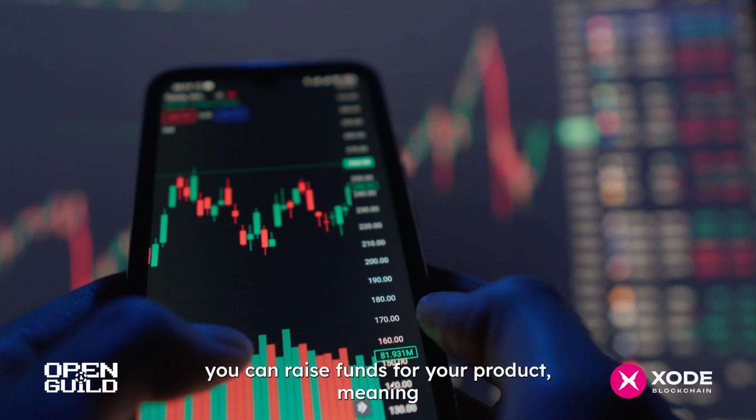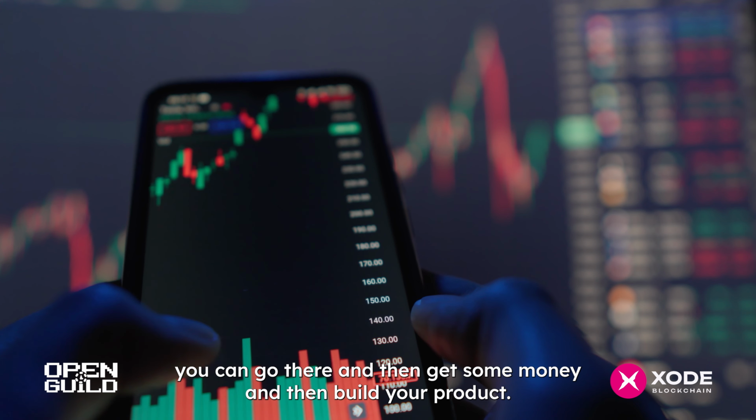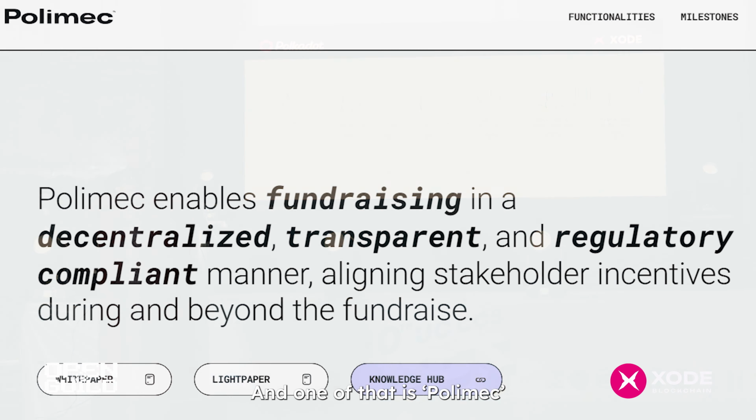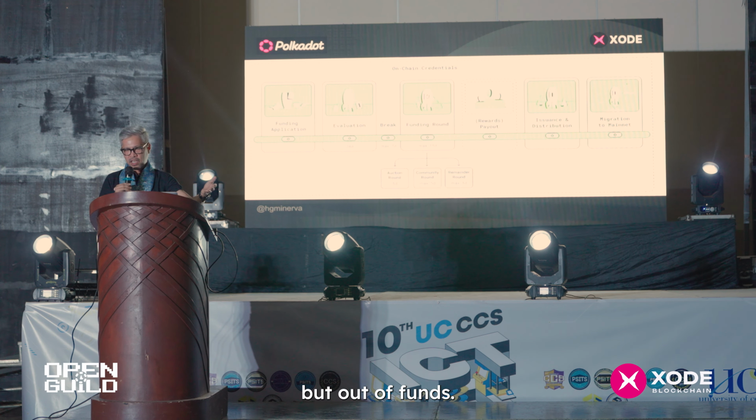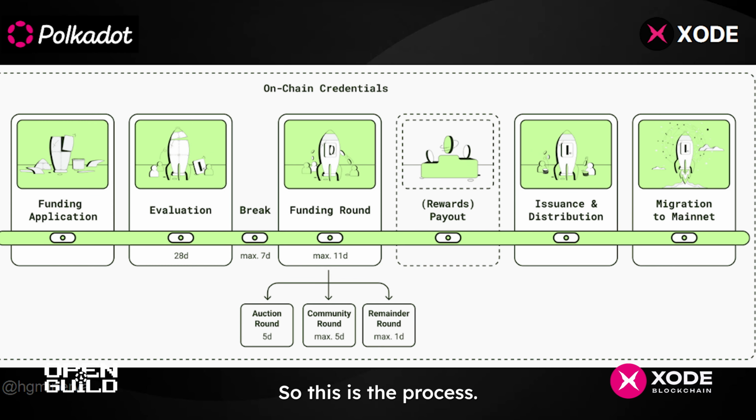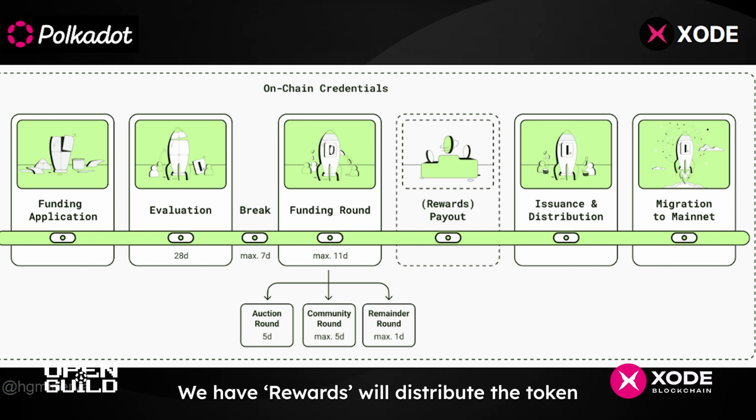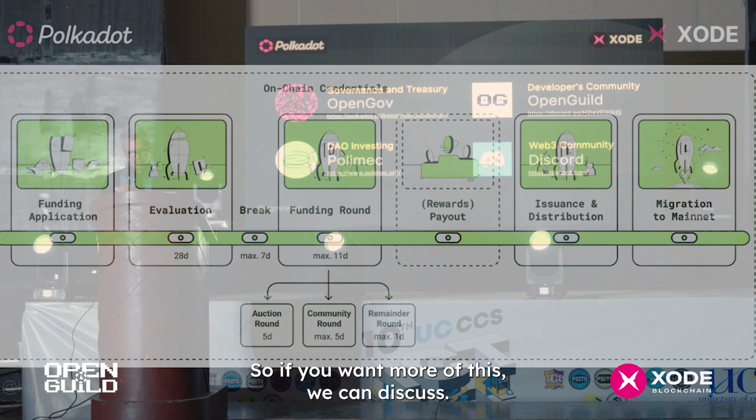Another thing about DAO is that if you create a DAO, you can raise funds for your product. Meaning you can go there and then get some money and then build your product. And one of that is Polymec. So actually, this is the process of Polymec. So Polymec is a Swiss company. You go to Polymec, you say to Polymec, hey, I have a good product, I want funds. So this is the process. You go to funding, you got an application, you got a funding round, you get rewards, you distribute your token, and then you launch it to the mainnet. Okay? So if you want more of this, we can discuss.